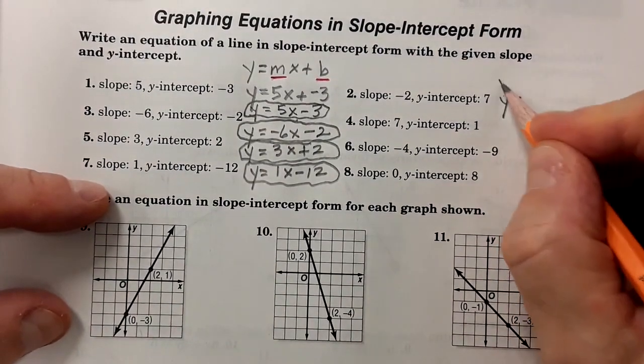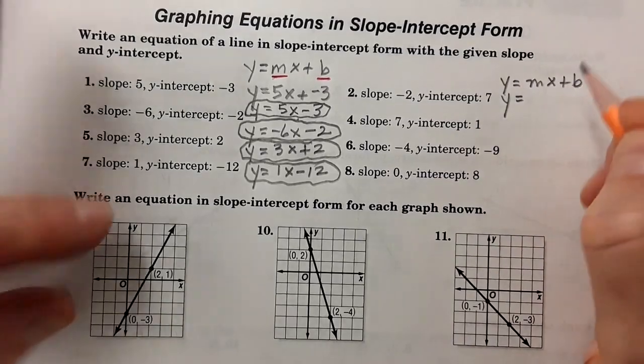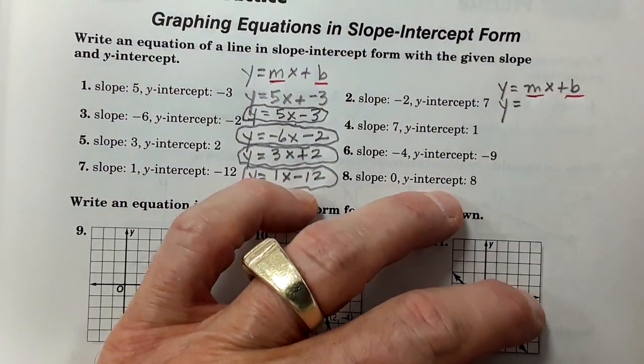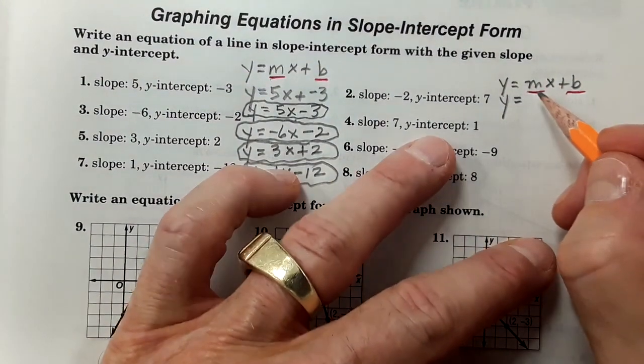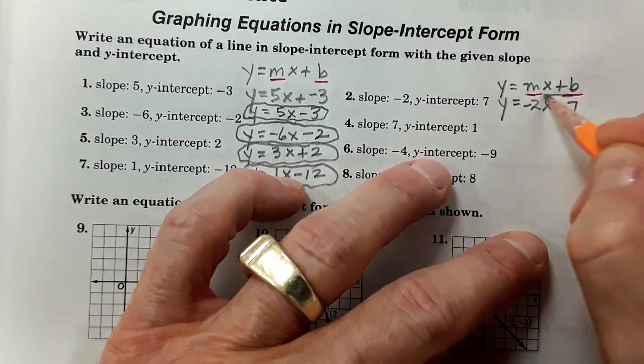Number 2. Okay, see how easy these are? Y equals, you're substituting in mx plus b. Again, you're substituting m and b. M and b are numbers. X and y are letters. So -2x plus 7 is your answer for number 2.